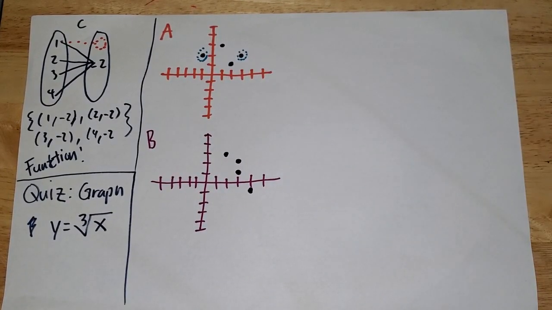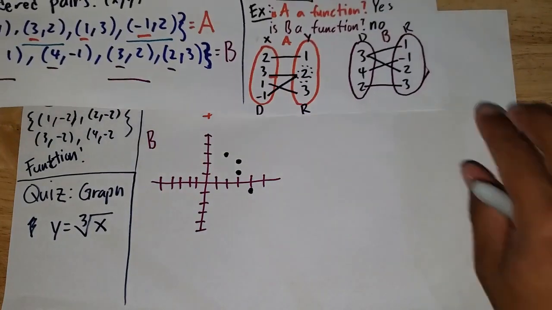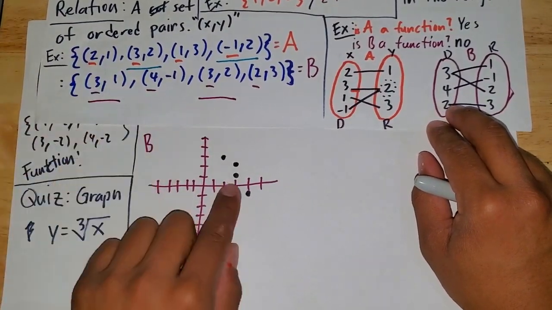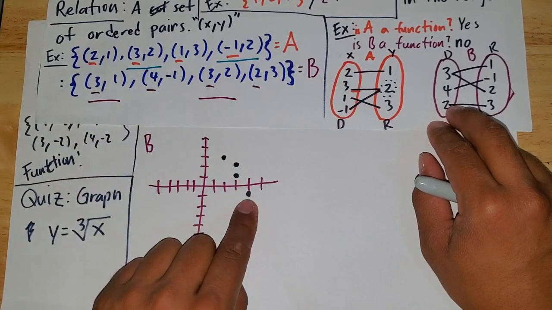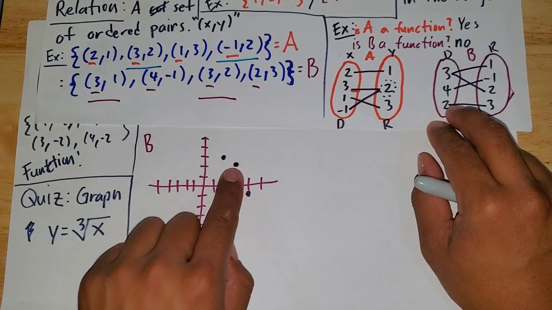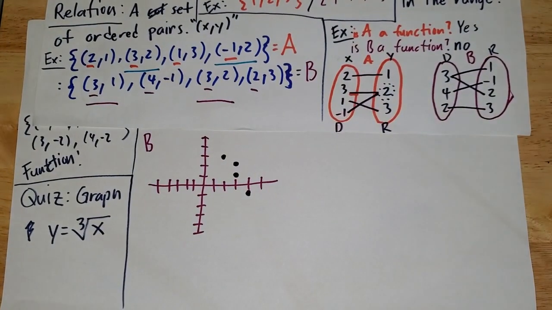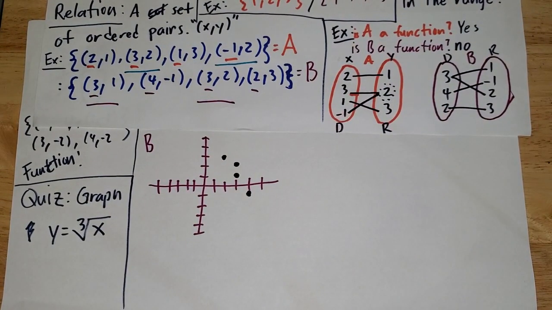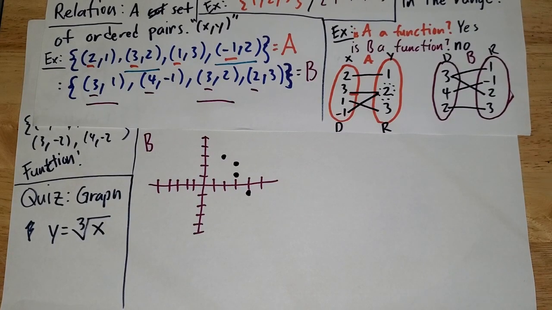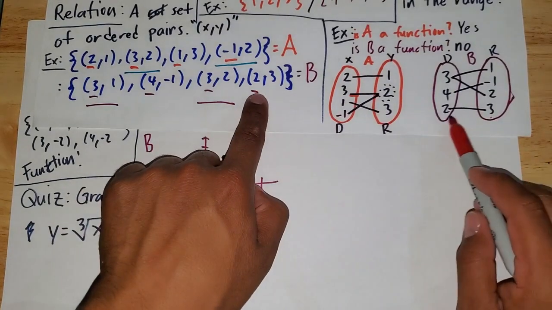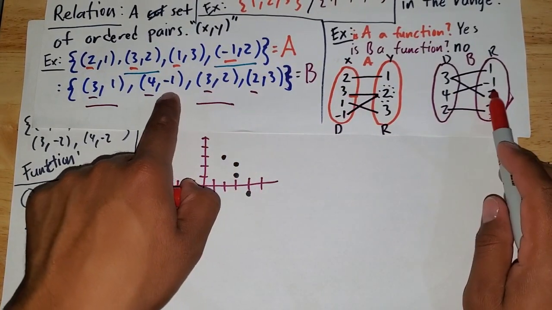So if we're looking here, let me go back to this one. Now here, (3, 1) is this one. (4, -1) is here. (-3, 2) is here, and (2, 3) is here. But we know this one was not a function. And it wasn't because of the 4, it wasn't this ordered pair. That was perfectly fine. 4 to -1 was perfectly fine.